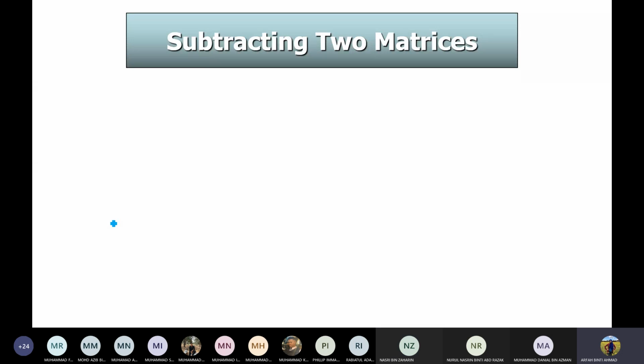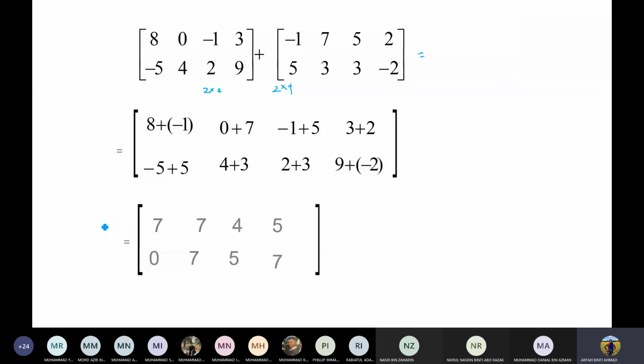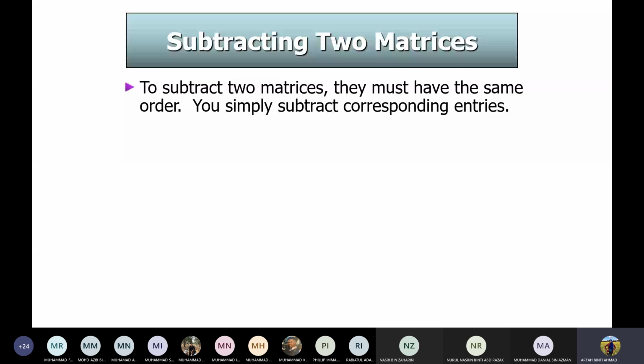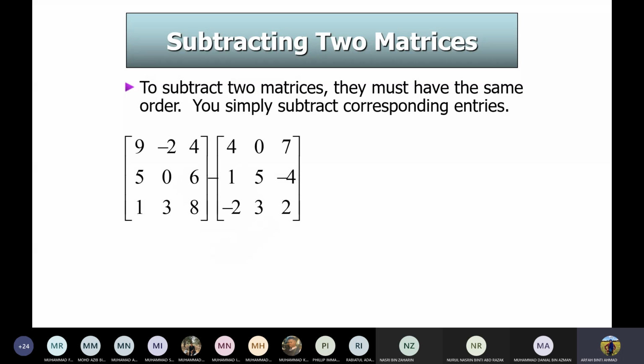Okay. So, subtracting two matrices. This one done, everyone? Okay. So we will see how you are going to do the subtract two matrix. Basically, the concept are the same. You must have two matrices which have the same number of order. Okay, the same order. So for this example, we can do the subtraction directly because you have a matrix of 3 times 3. The order in the second matrix will be 3 times 3 as well.